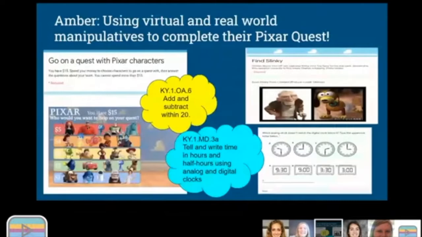Hi guys, as I mentioned earlier, I am the AIC at Smyrna. So today I'm going to share with you a few ways that I've seen the teachers in my building use virtual manipulatives and real life experiences to make their work more meaningful, more engaging, and to build that conceptual understanding.